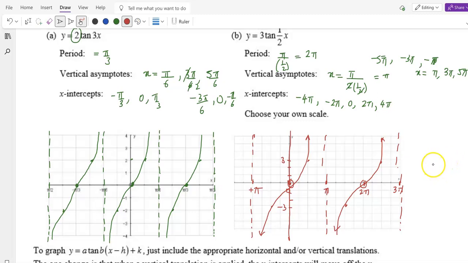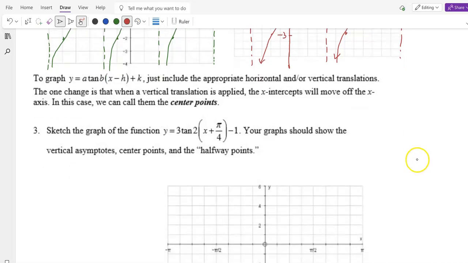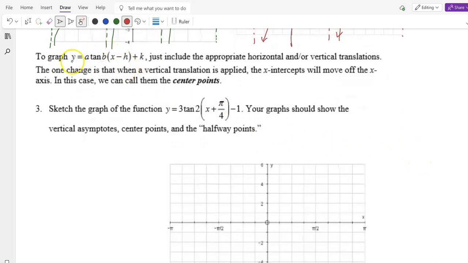To graph y = A tan B(x minus h) plus k, that's your horizontal shift and the vertical shift. Just include the appropriate horizontal and vertical translations which are there.